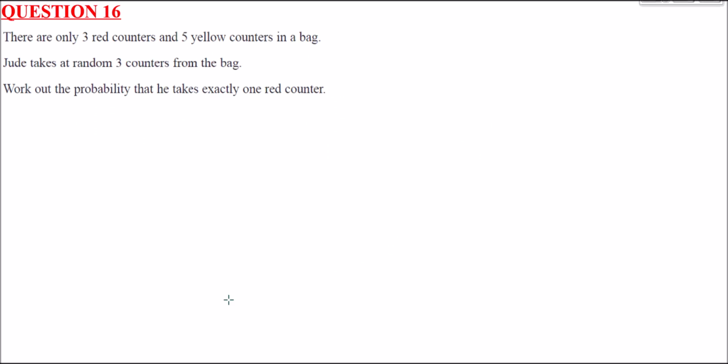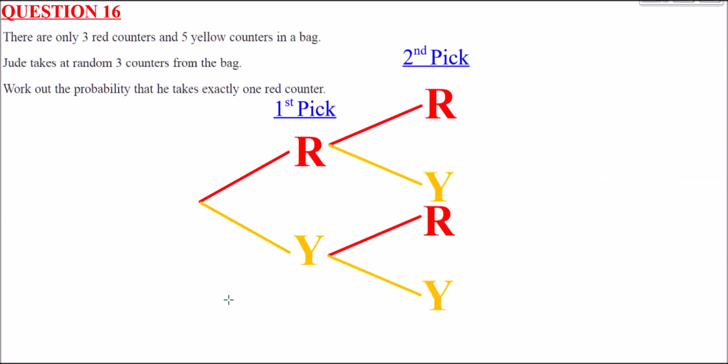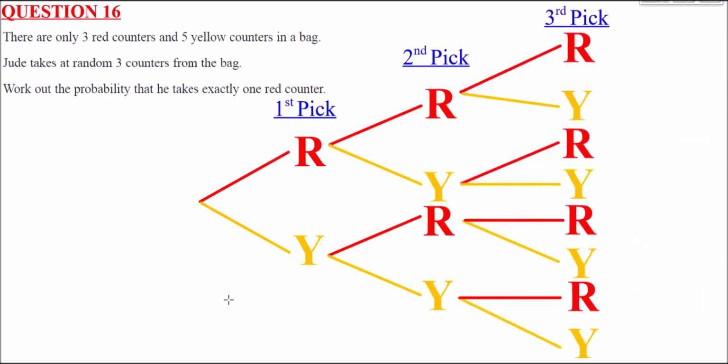Jude takes at random 3 counters from the bag. Work out the probability that he takes exactly 1 red counter. So if Jude's taking 3 counters, there's going to be 3 different pickings of counters. So first of all, the first pick can either be red or yellow. The second pick can be red or yellow, of course, and you've guessed it, the third pick again could either be a red or a yellow.